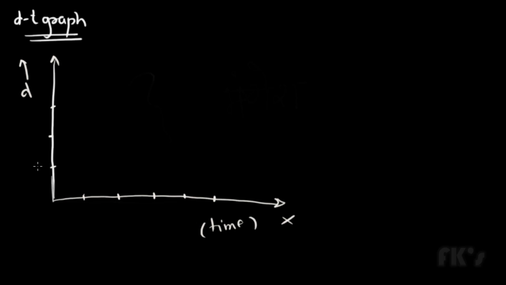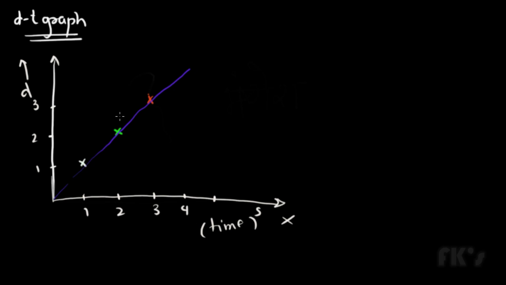Suppose I call this 1, 2, 3, 4 seconds. If I want to plot the graph, at the end of the first second it travels a distance of 1 meter. At the end of the second second, it travels a distance of 2 meters. And at the end of the third second, it will be traveling 3 meters. And if I join all those points, it comes out to be a straight line.